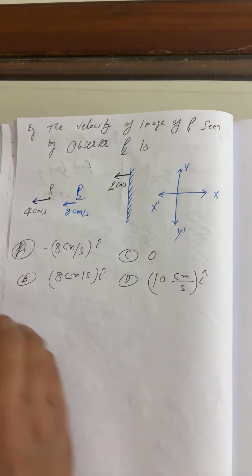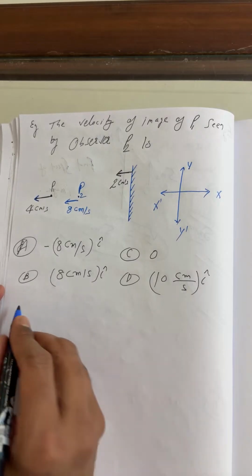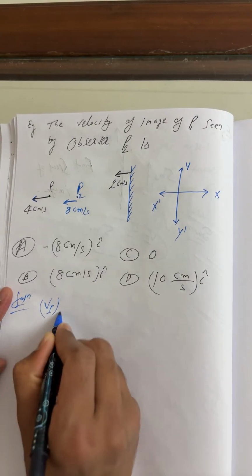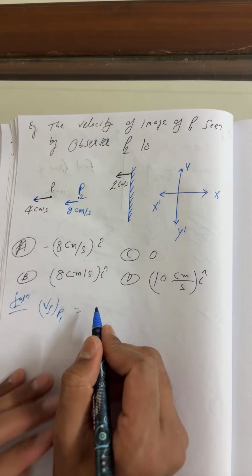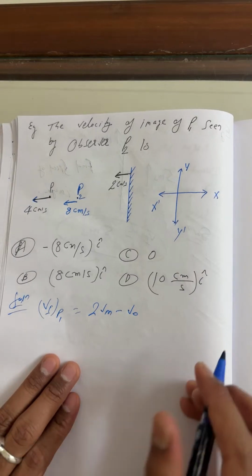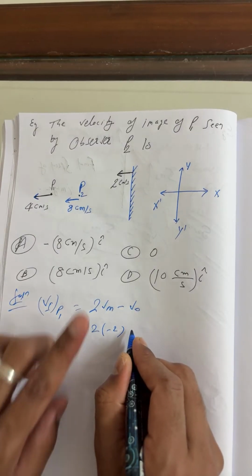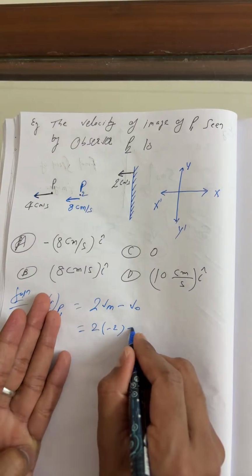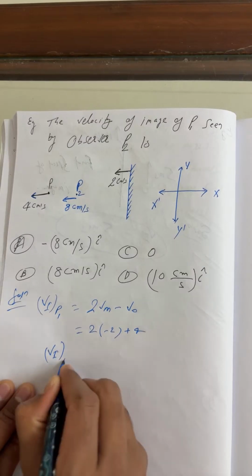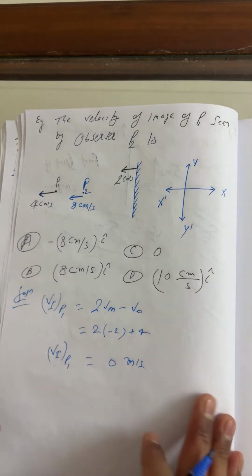First I'll find the velocity of image of P1. You can apply which formula directly? Twice of Vm minus Vo. Twice of Vm minus Vo. What's the Vm? You can write here minus 2 only. This already has minus, this side minus you can say plus. So minus 2 plus. Velocity of image of P1, you can write, is 0 meter per second.